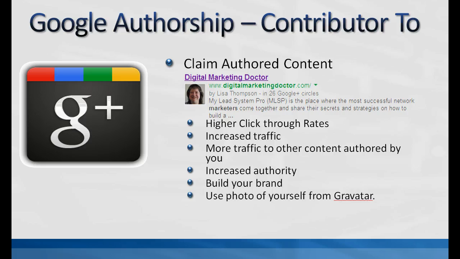Okay, we're back at the PowerPoint screen, and again, Google Authorship is about claiming authored content. Remember, to rank high in the search engines, as of this recording, what Google is looking for is relevant content that is unique and socially engaging. It's got to have a lot of social engagement. Google Authorship puts you in the best position to share your content. Like I mentioned before, you're going to get a higher click-through rate and increased traffic. Not only that, you're going to get more traffic to other content authored by you.